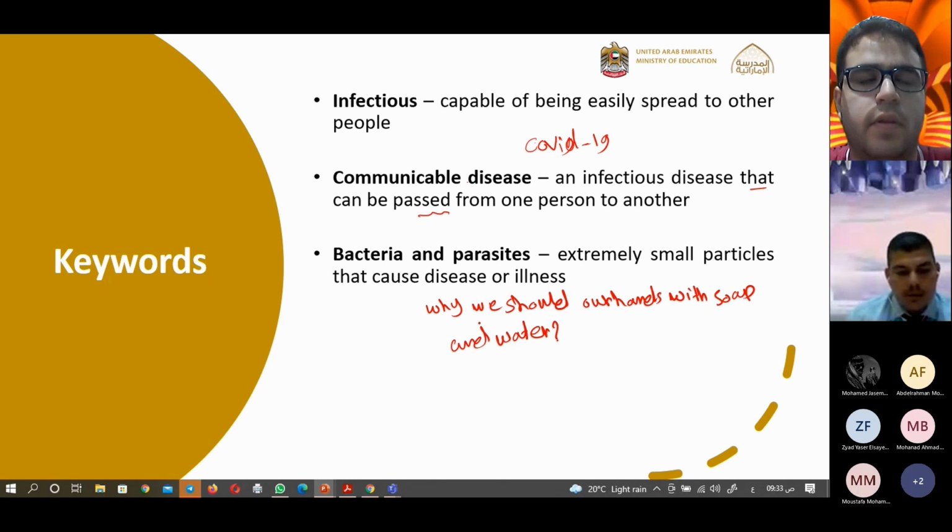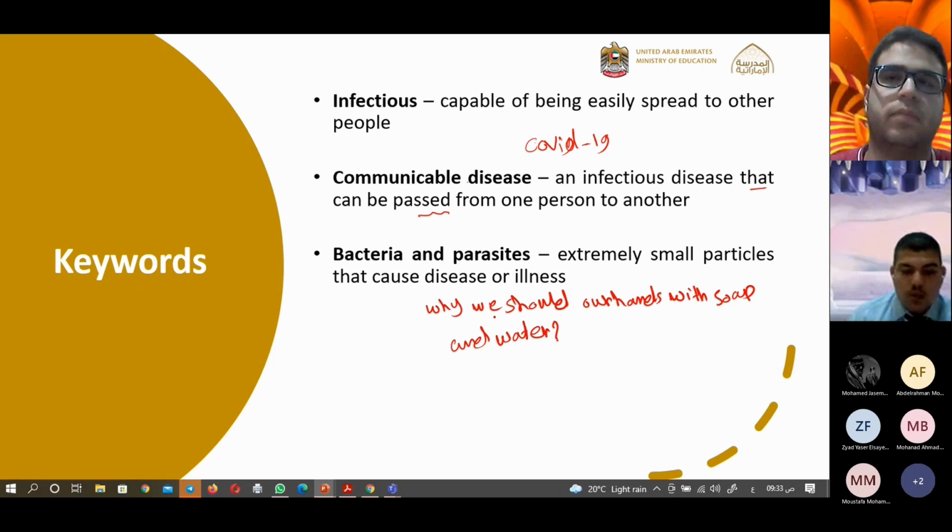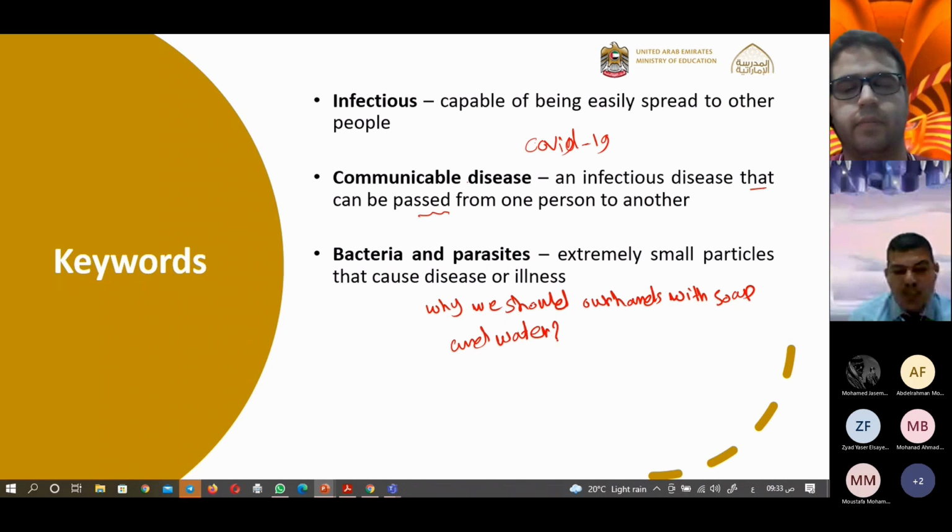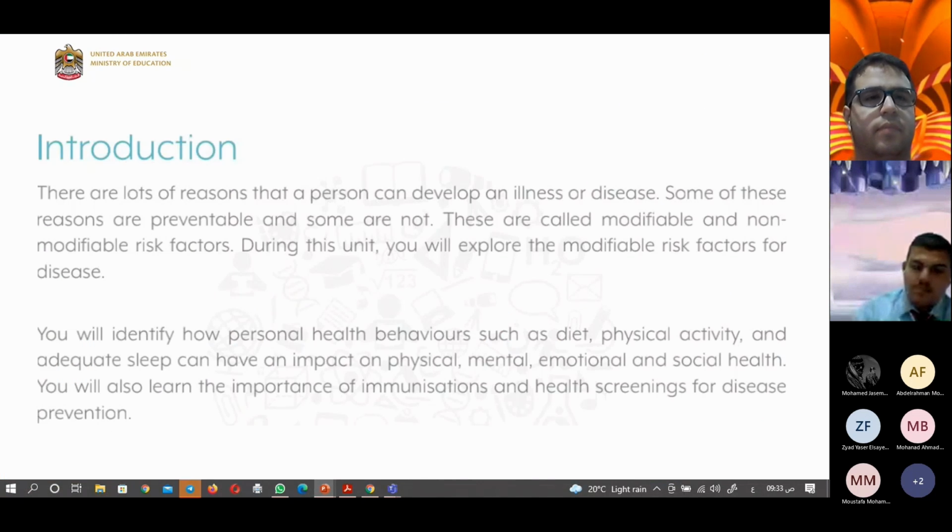To stop the virus from being communicated to others. Excellent, Ibrahim. So remember that we should wash our hands with soap and water to limit the bacteria that are actually found everywhere. Clear?